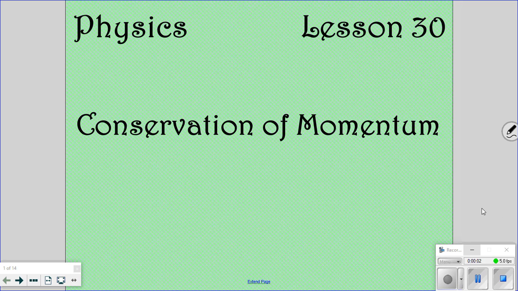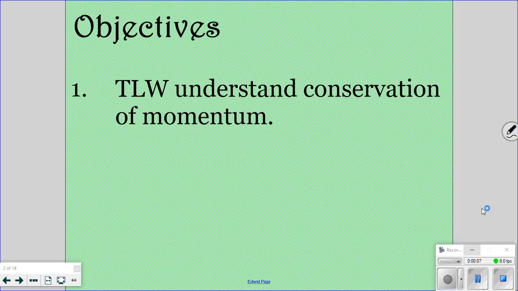Alright, so we're looking at lesson 30 today. We're looking at conservation of momentum. So hopefully after this lesson you'll understand some more about conservation of momentum.